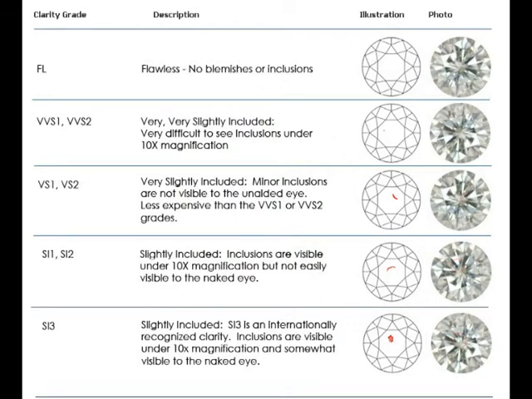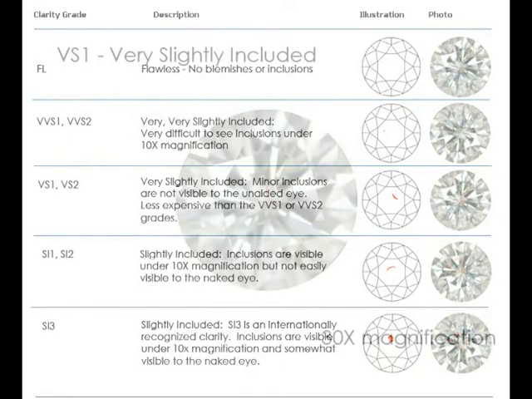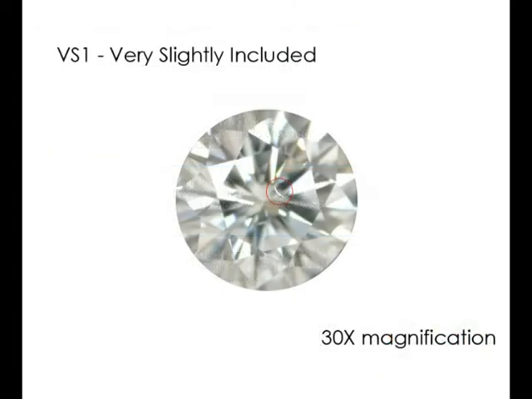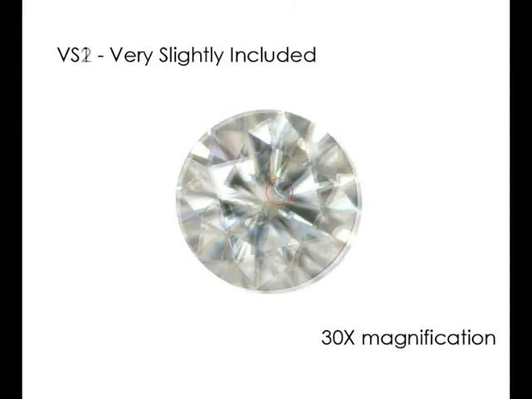The next group of clarity grades is VS1 and VS2. These stand for very slightly included levels 1 and 2. In this group, minor inclusions are not visible to the unaided eye. They are also less expensive than VVS1 or VVS2 grades. When you look at this stone under 30 power magnification, the red circle shows a fissure and a crown main facet that can be seen under the table. This inclusion will not be visible to the naked eye.